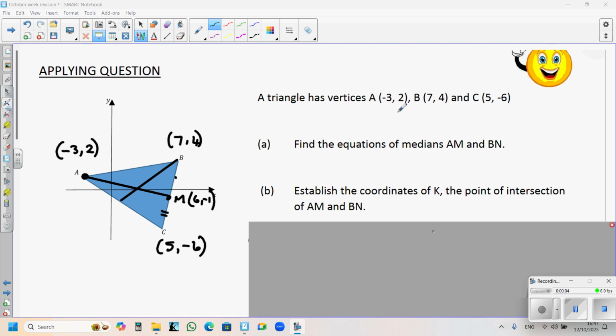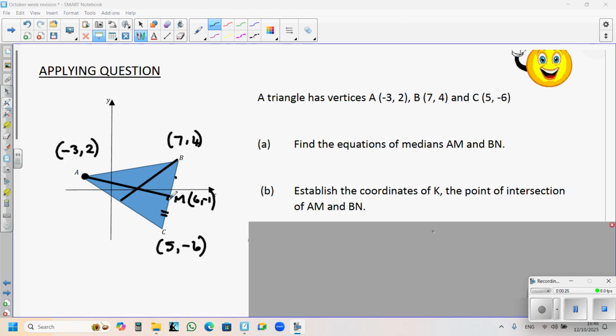Triangle's vertices A(-3, 2), B(7, 4), and C(5, -6). Find the equation of the medians, AM and BM. Right, so there is A, and AM must be the median, the line that comes and meets the opposite side bang in the middle. So that's the median AM.